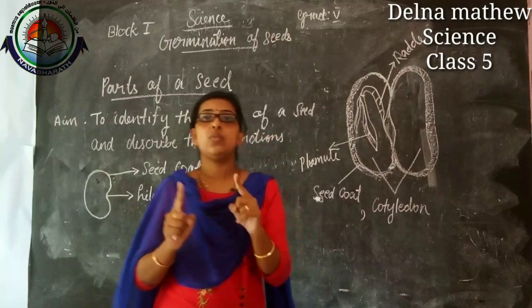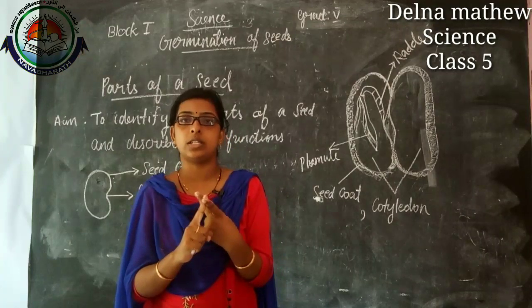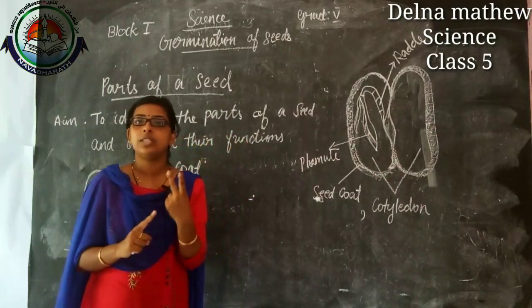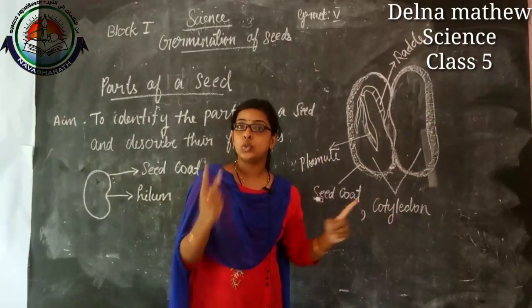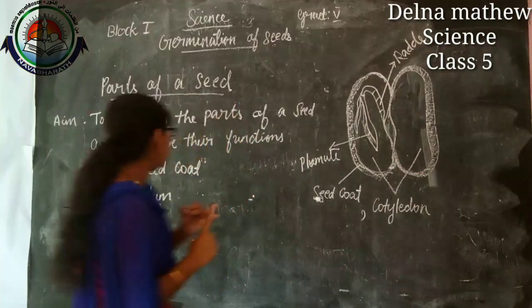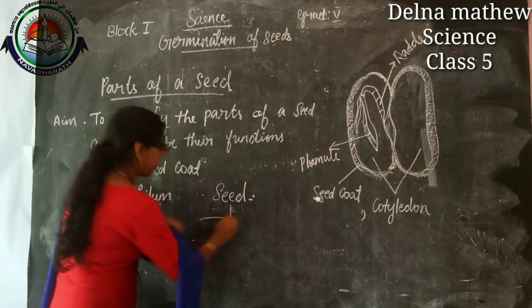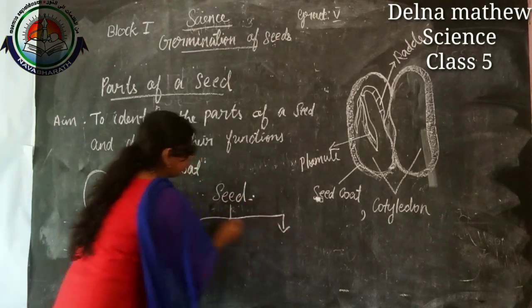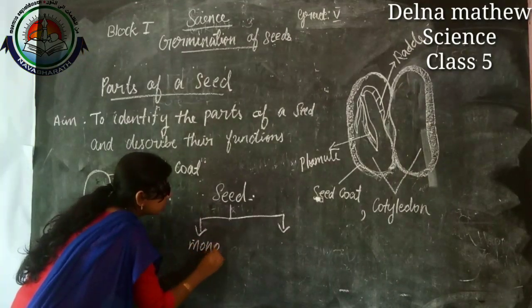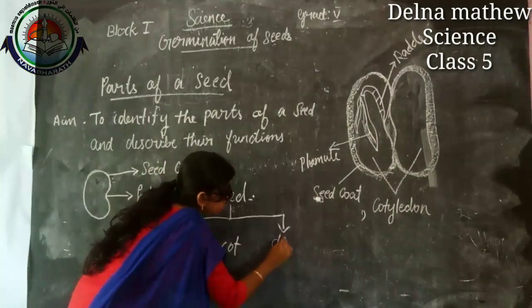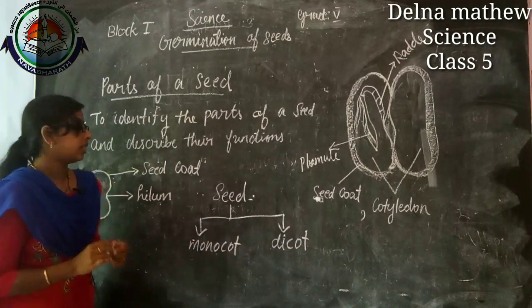And seeds we can divide into two types, dicot seeds and monocot seeds. Seeds can be divided on the basis of cotyledons. We can divide the seed into two types, that are dicot and monocot seed. What are they? Monocot seed and dicot seed.